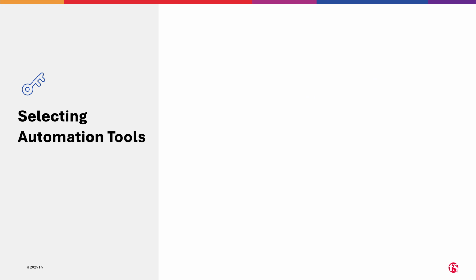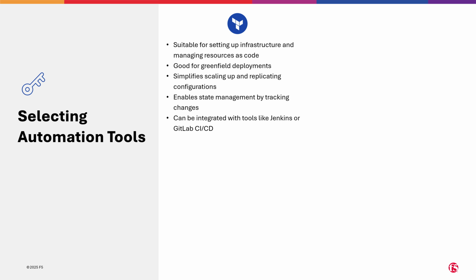Picking the right automation tools makes your F5 BIG-IP automation easier and more reliable. There are many tools out there, each with its own strengths and ideal use cases. Let's look at the most relevant ones. Terraform is great for setting up infrastructure and managing resources as code. It's particularly useful for greenfield deployments where you build new environments from scratch. You can define infrastructure as code with reusable templates, making it easy to scale up and replicate configurations.